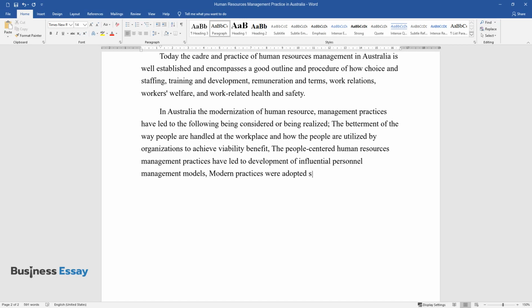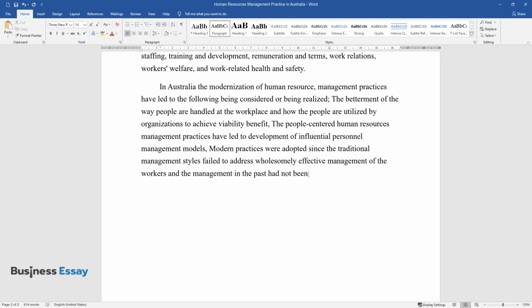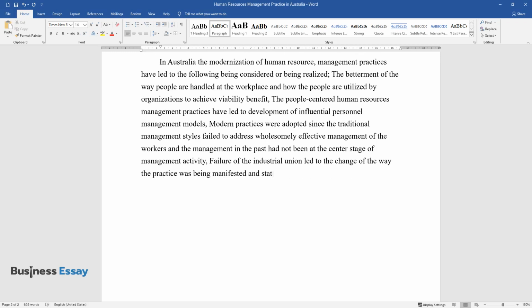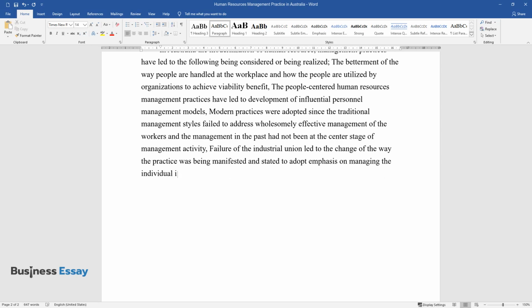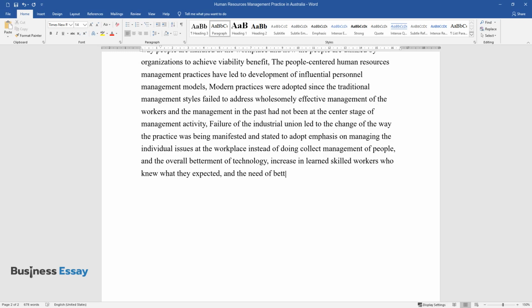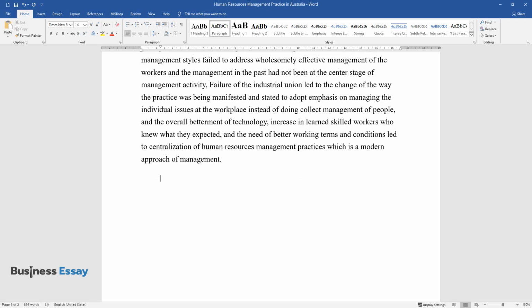Modern practices were adopted since the traditional management styles failed to address wholesomely effective management of the workers, and management in the past had not been at the center stage of management activity. Failure of the industrial union led to the change of the way the practice was being manifested and stated to adopt emphasis on managing individual issues at the workplace instead of collective management of people. The overall betterment of technology, increase in learned skilled workers who knew what they expected, and the need of better working terms and conditions led to centralization of human resources management practices, which is a modern approach of management.